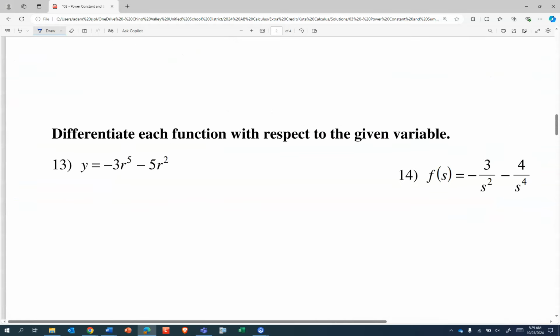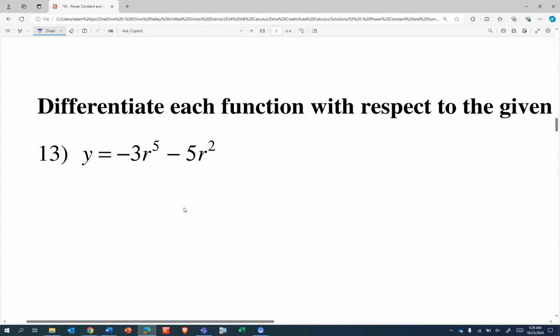So a little bit different instructions. Differentiate each function with respect to the given variable. So number 13, I suppose we're supposed to take the derivative of y with respect to r. So let's make sure we write dy dr. And that means we're going to treat r like we normally do x. So negative 15 r to the fourth, and 5r squared has a derivative of 10r to the first power.